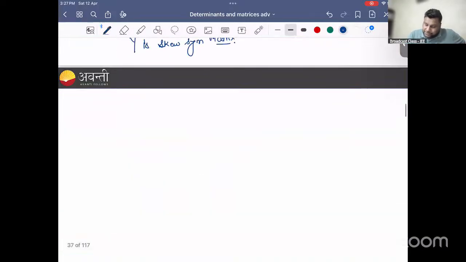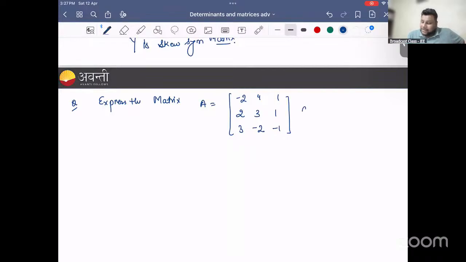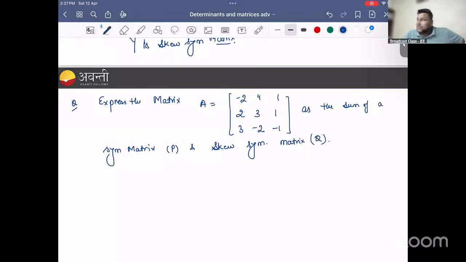Okay, now let's write down a question. Express the matrix A equals to minus 2, 4, 1, 2, 3, 1, 3 minus 2 minus 1 as the sum of a symmetric matrix P and skew symmetric matrix Q. Express the matrix A as the sum of a symmetric matrix P and skew symmetric matrix Q.